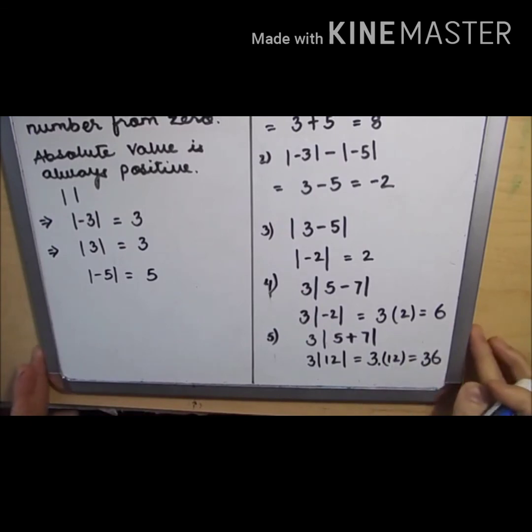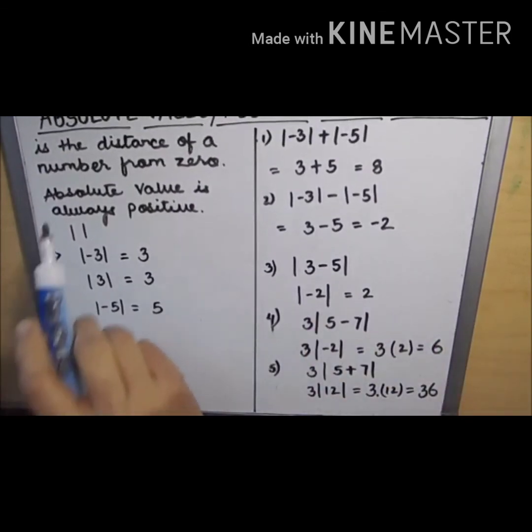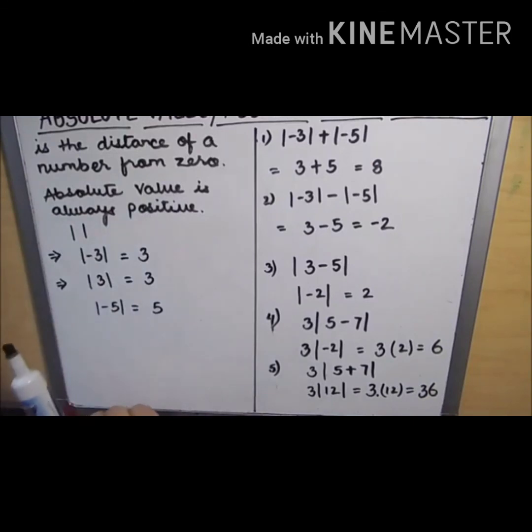So this is how we find the absolute value of any number. We need to remember that the absolute value is the distance of a number from 0 and it is always positive.